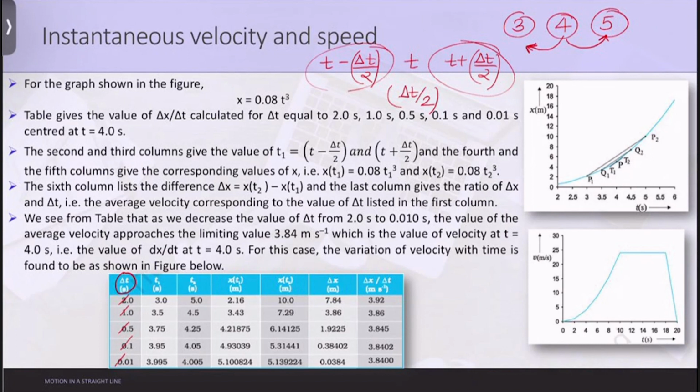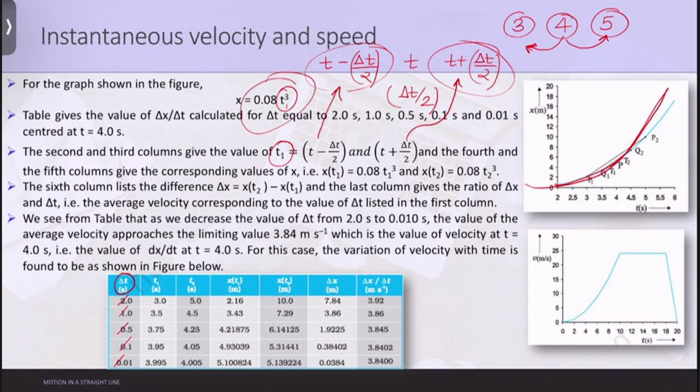So that thing is also written here. The second and third columns give the values of t1, that is t minus delta t by 2, and t2, that is t plus delta t by 2. And the fourth and fifth columns give the corresponding values of x. Now, as you know the value of t1 because it is on the graph, those values can be equated from this equation here.